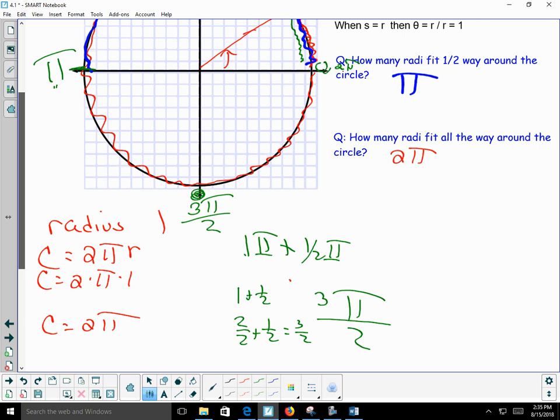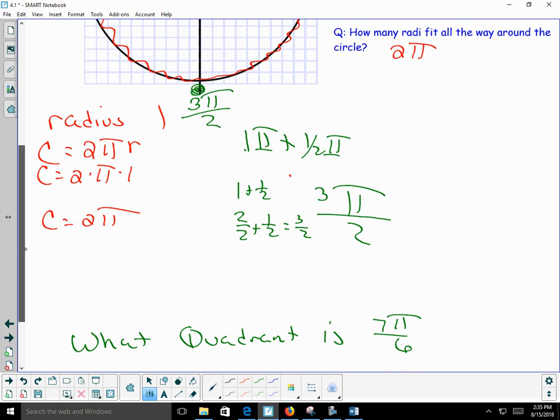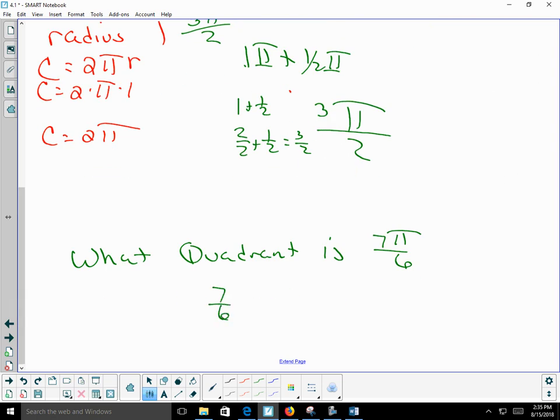I want to know if it's in the fourth quadrant. Is 7/6 larger than 1 1/2? No, it's not. And if you're not sure, you could do 7 divided by 6 on your calculator and get a decimal. If it's not larger than 1.5, then you know that this angle is in the third quadrant. So that's how you do it with radians.